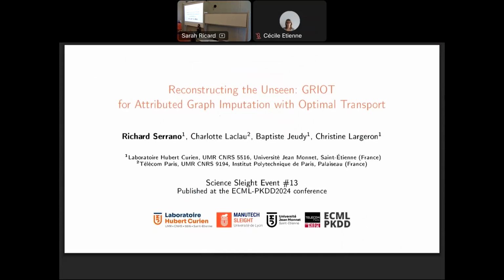So I'm here to introduce "Reconstructing the Unseen: GRIOT for Attributed Graph Imputation with Optimal Transport". This paper has been co-written by me, Charlotte Laclos, Baptiste Jeudi, and Christine Largeron, between the Laboratoire Hubert Curien and Telecom Paris. It has been published at the ECML PKDD 2024 conference last September.